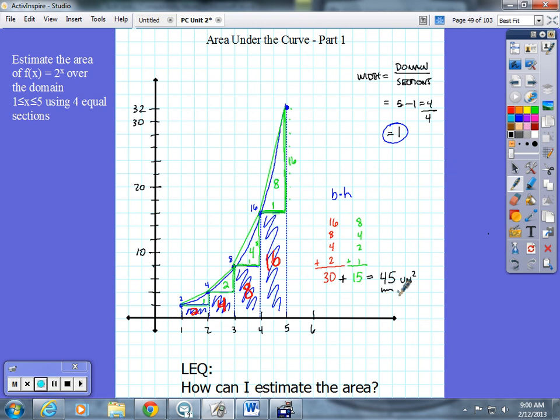All right, but the original problem is asking me to estimate the area, so it's probably going to look something like this. The area of f of x, all right, from 1 to 5, and I would say that equals approximately 45 units squared. Now we're going to more clearly define how to find the area under a curve in future lessons, but this is part 1 of finding that area.